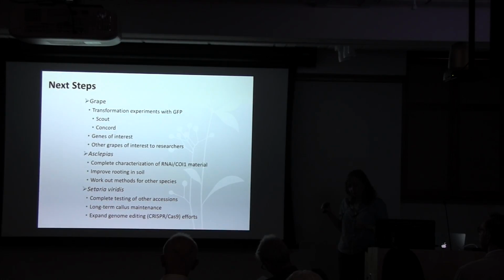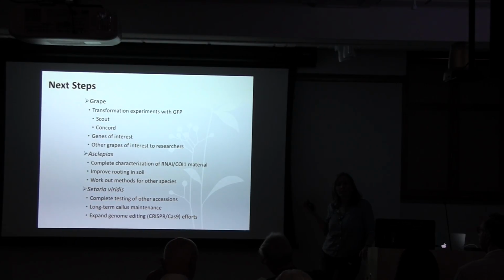For the Asclepias, we'll characterize those COI1 knockdown lines, and we're trying to recover more of those so we can have different levels of expression and different transgenics. Improve the rooting in soil. We've given up on in vitro rooting, and we're looking at rooting in soil. It's not great, but it's better than what it used to be. And we're also starting to work on the other species of the 7 species.